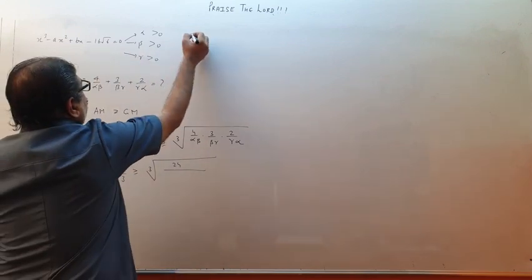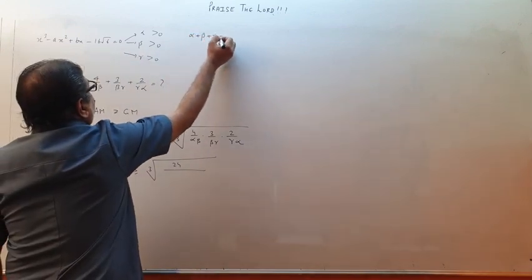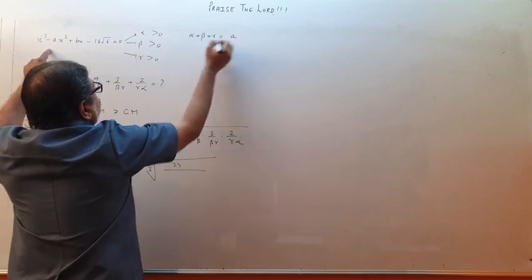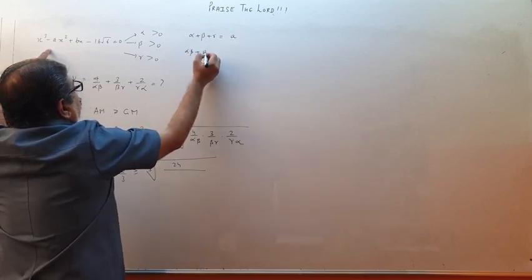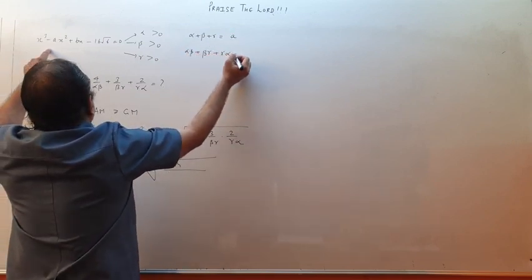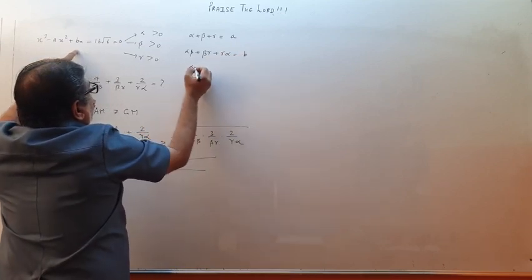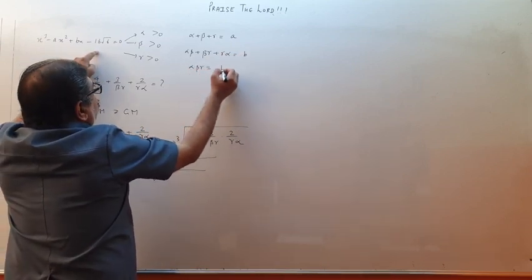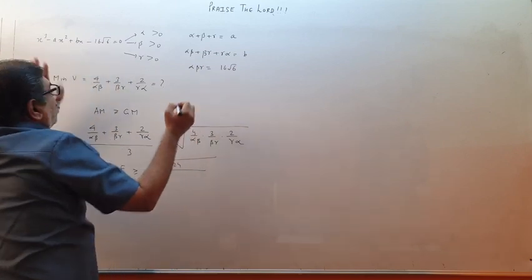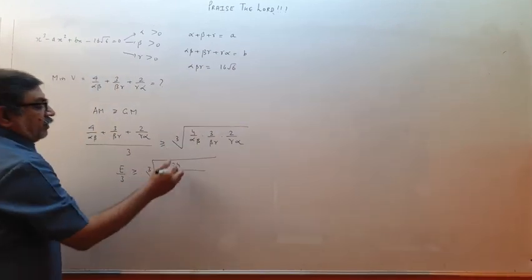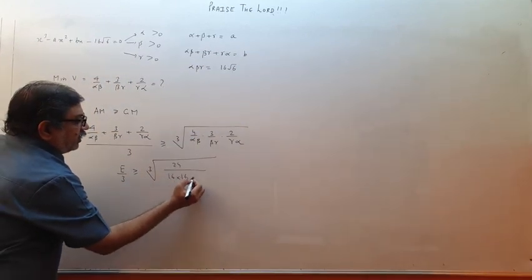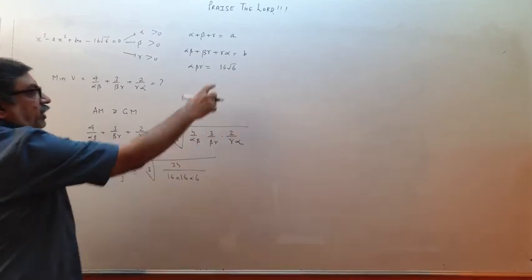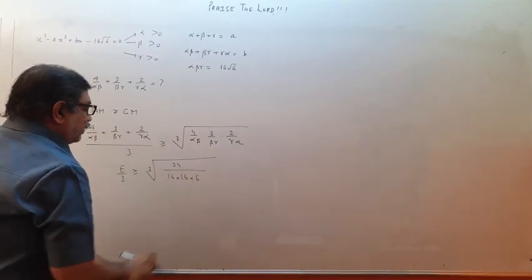So let us come over here. Alpha plus beta plus gamma, that will be A. Alpha beta plus beta gamma plus gamma alpha, that will be B. And alpha beta gamma, that will be 16 root 6, minus upon 1. So its square will become 16 into 16 into 6, squaring out alpha square, beta square, gamma square.